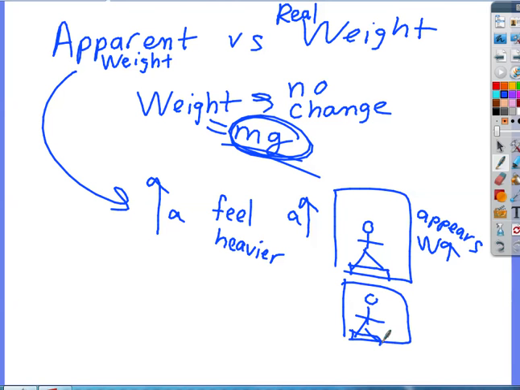Vice versa, if you're standing on a scale and it accelerates downwards, it'll appear on that scale that your weight decreases. And so why is that happening? It's not actually changing, but why does it appear that your weight is changing? It's because a scale that you stand on actually measures the normal force.